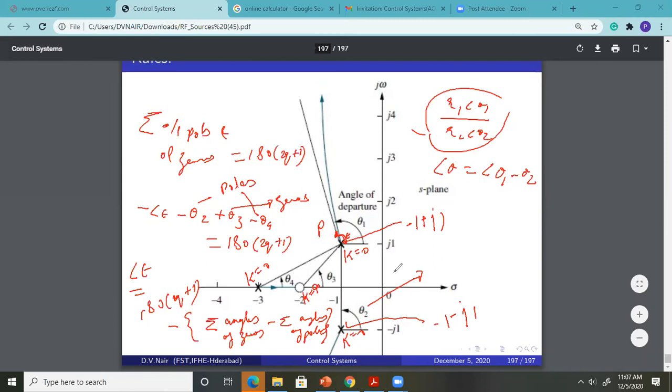Okay. Now here in this case, what is theta 2, friends? 90 degrees, right? It is just vertically down. At -1, both are having the same real intercept, so it will be 90 degrees.